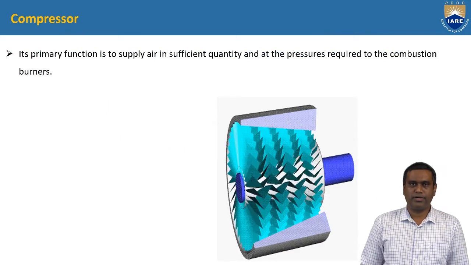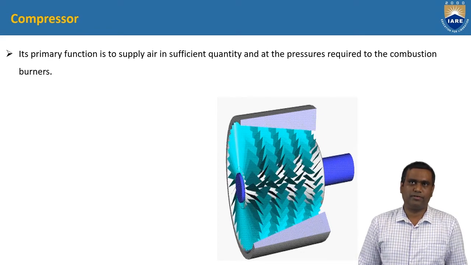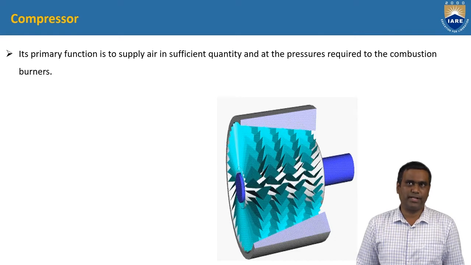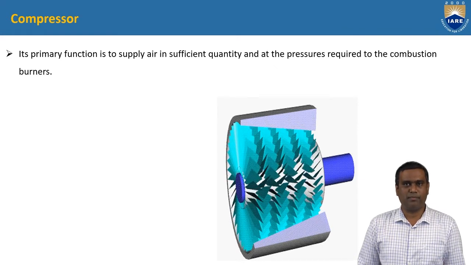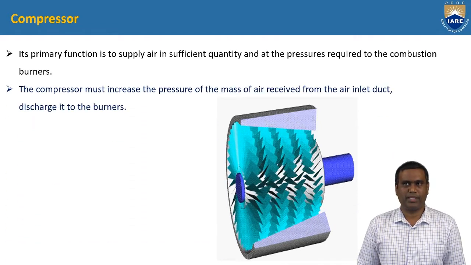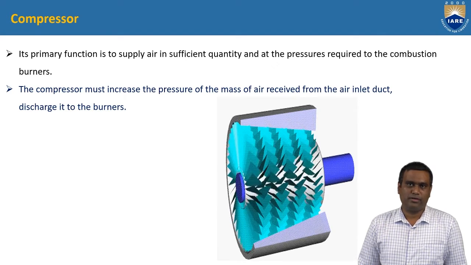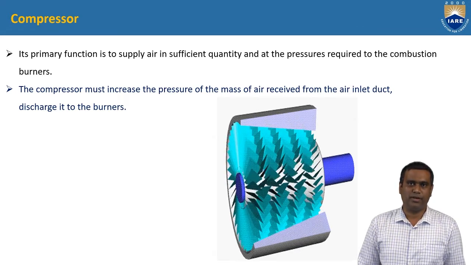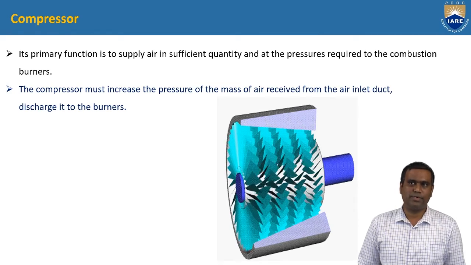And the next component is the compressor. The primary function of the compressor is to supply air in sufficient quantity and at the required pressures to the combustion chamber. Here we can see an animation of a compressor. The compressor must increase the pressure of the air received from the inlet, and then discharge it to the combustion chamber.